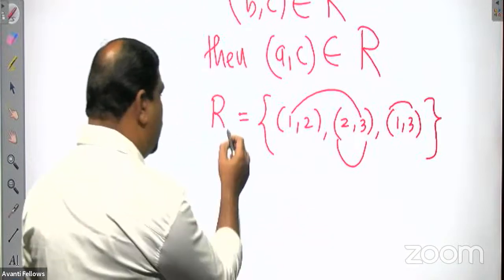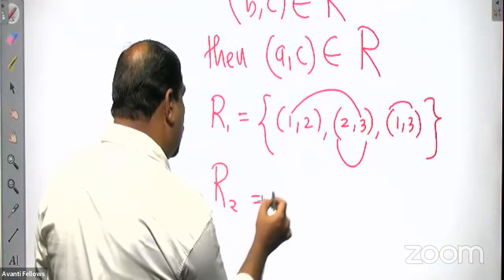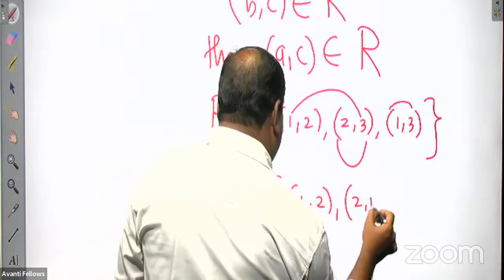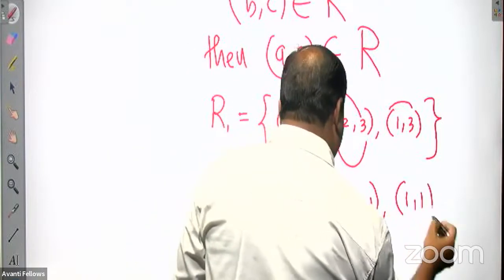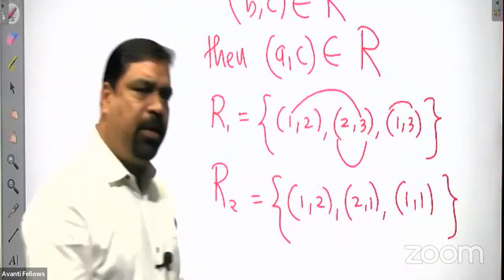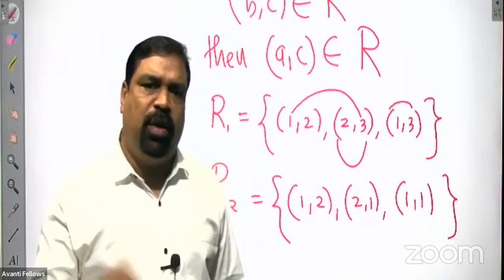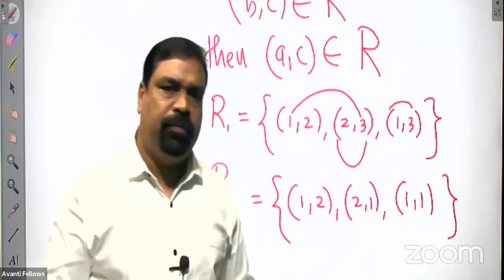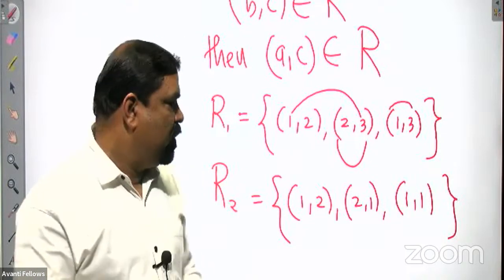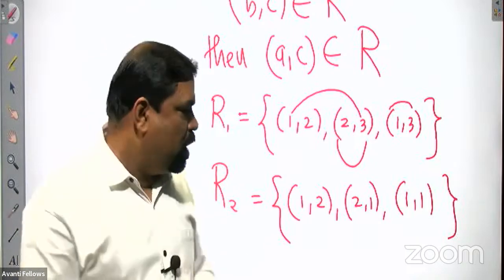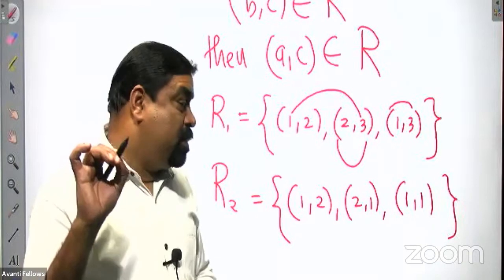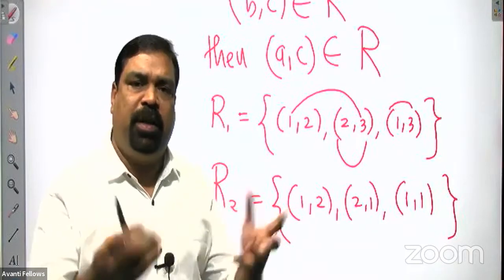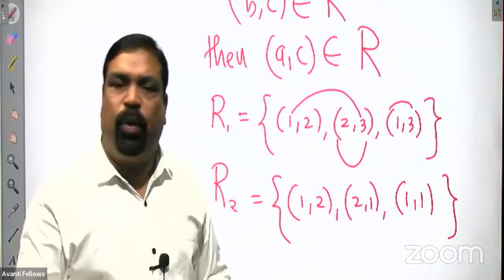Let me take another example. R2 equals {(1, 2), (2, 1), (1, 1)}. The same set, set A is {1, 2, 3}, and my relation is (1, 2), (2, 1), (1, 1). Now you tell me the answer. You can put it in the chat box also. Is it a transitive relation? That's my question. Please type the answer in your chat box.